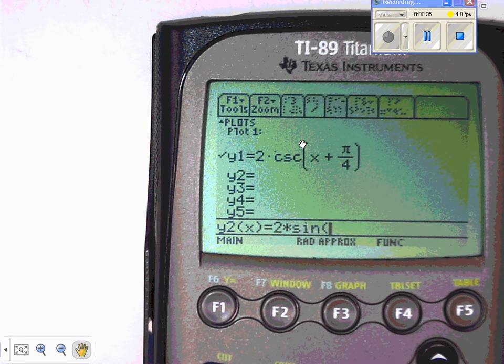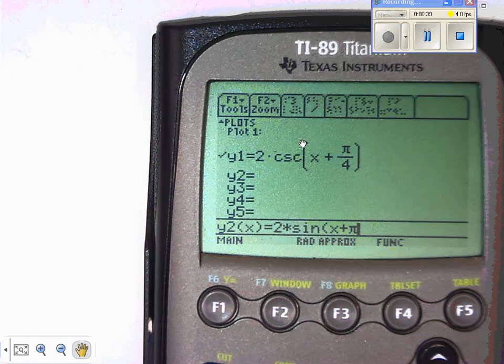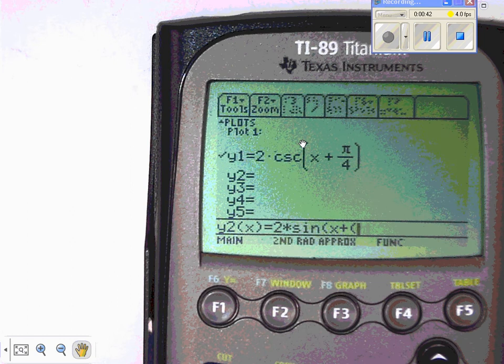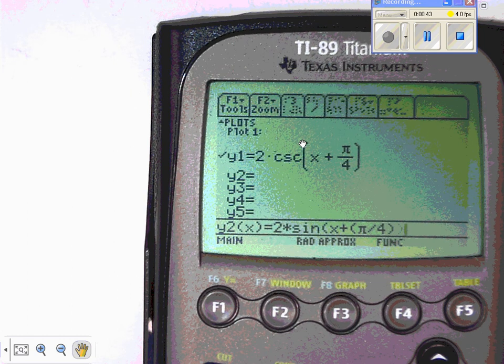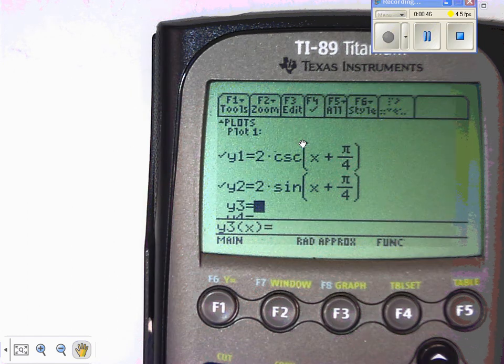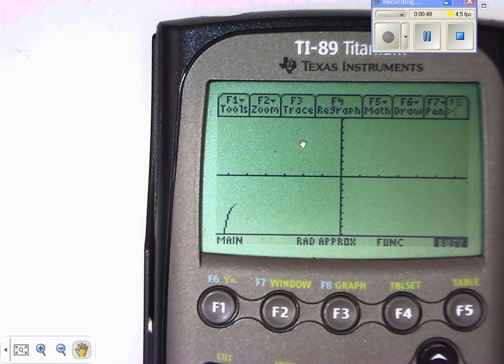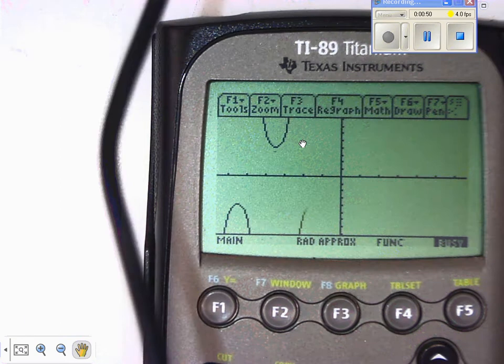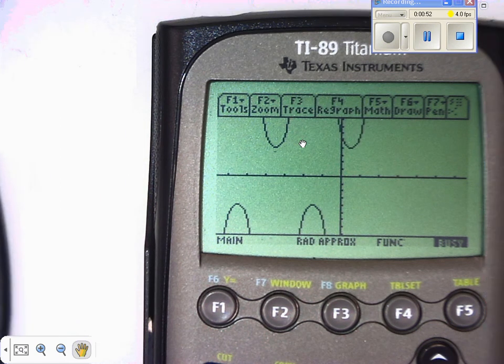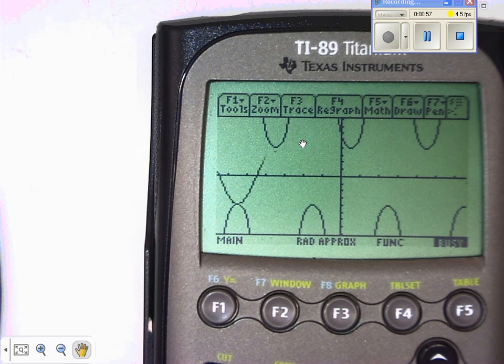And as you might expect, it has a little bit interesting behavior here. Okay, so there's our 2 sine of x plus pi fourths. You graph those things. And you notice, there's your 2 cosecant of x plus pi fourths. That plus pi fourths is going to move that thing over pi fourths. Of course, the 2 is going to change things as well. And then there's your 2 sine of x plus pi fourths.